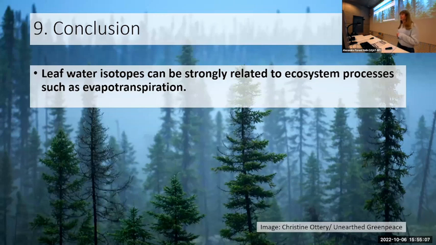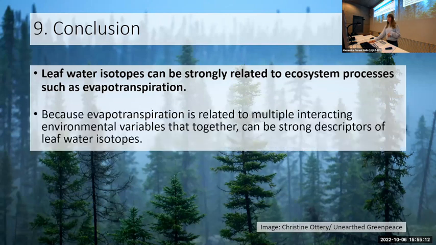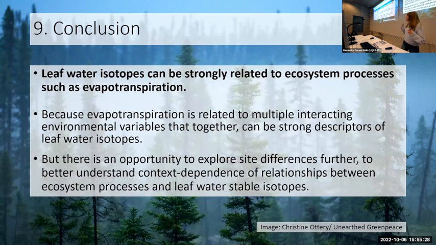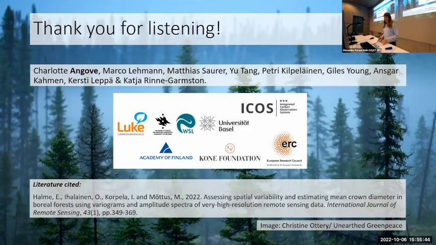So to conclude, leaf water isotopes can be strongly related to ecosystem processes such as evapotranspiration. This is because evapotranspiration is related to multiple interacting environmental variables, and together those variables can be strong descriptors of leaf water isotopes. But as you can see by the site differences we observed, there's still an opportunity to explore site differences further, to know why at one site there's a stronger relationship between evapotranspiration and leaf water stable isotopes than at another site. Thank you for listening.